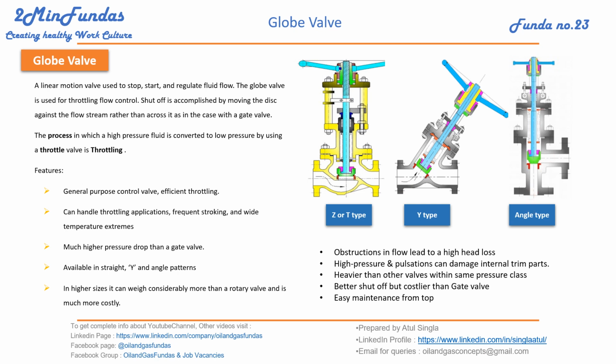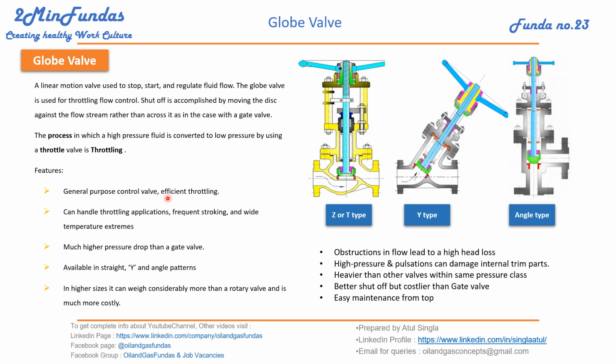So when the shutoff is complete by moving the disc against the flow, there will be throttling. The process in which high pressure fluid is converted into low pressure by using a throttle valve is called throttling. Throttling will happen only when we are moving something against the flow. There will be huge pressure drop. So these are the main features.